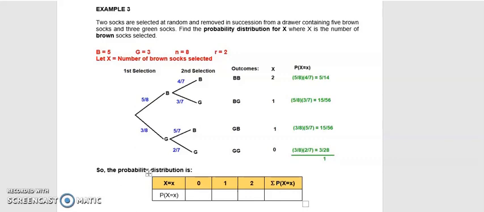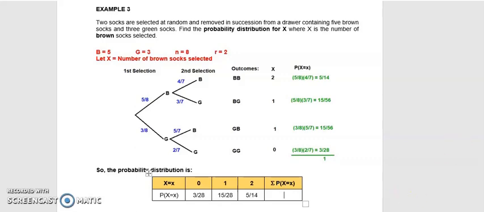What is the probability to get 0? X equal to 0 means we get both green. So the probability is 3/28. For 1, it is 15/56 plus 15/56, which is equal to 30/56. If you simplify, 30/56 will be equal to 15/28. So you can put it in the simplest fraction also, no problem. If you put it as 30/56 also, no problem. For 2, the probability is 5/14.